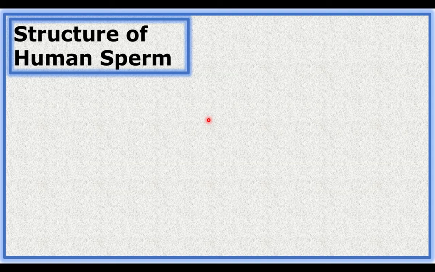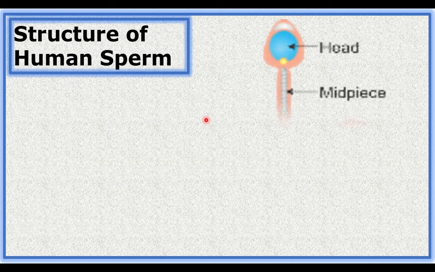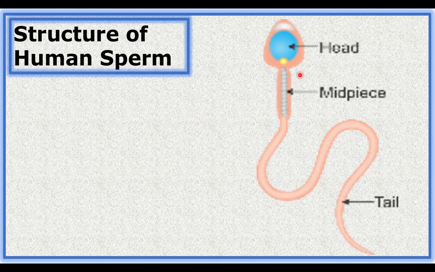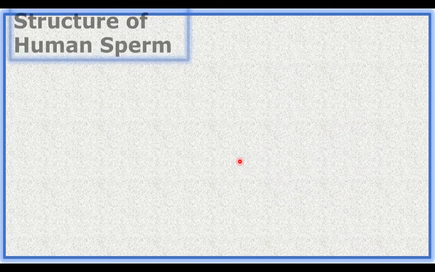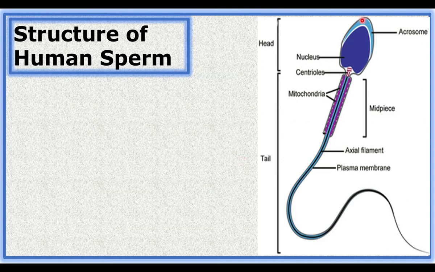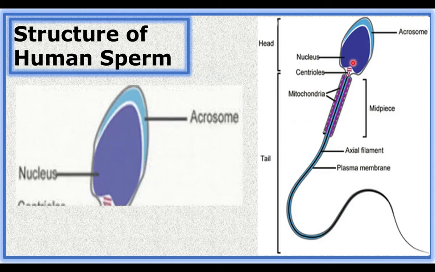Sperm is a male gamete. It is produced by the testis. It has three parts. They are head, middle piece and tail. Head, middle piece and tail are the three parts of human sperm. This is the head, it has two important structures. They are the nucleus, which carries chromosomes, and the acrosome. Nucleus and acrosome are the components found inside the head.